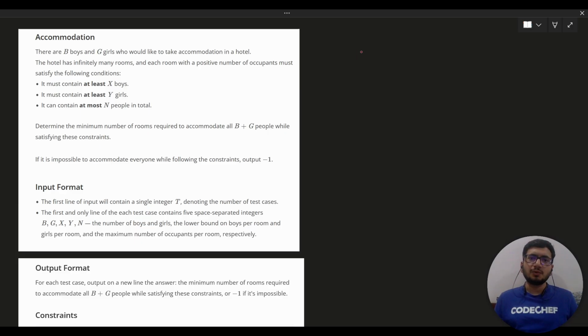So if you are talking about a room, it should have greater than or equal to X boys. Similarly, it should have greater than or equal to Y girls. It should have at most, as in less than or equal to N people in total. Now we have to determine the minimum number of rooms required to accommodate all people, that is, the combined sum of boys and girls, while satisfying the following constraints. And in case it is impossible to accommodate everyone, the output would be negative 1.